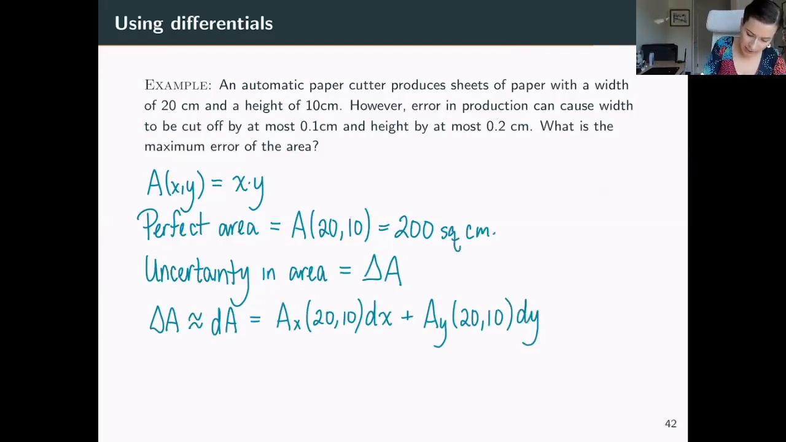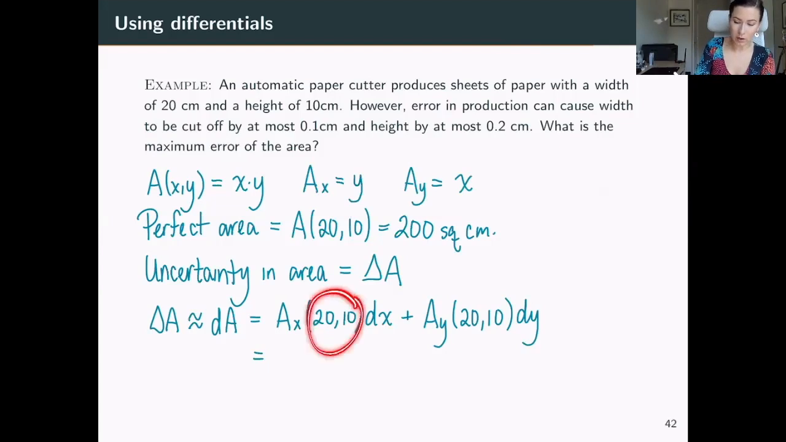We know that our A_x is just going to be equal to y, and our A_y is equal to x. So A_x at 20, 10 is going to be equal to 10, and then I've got dx, plus I have A_y at 20, 10 will be 20, and then I have dy.